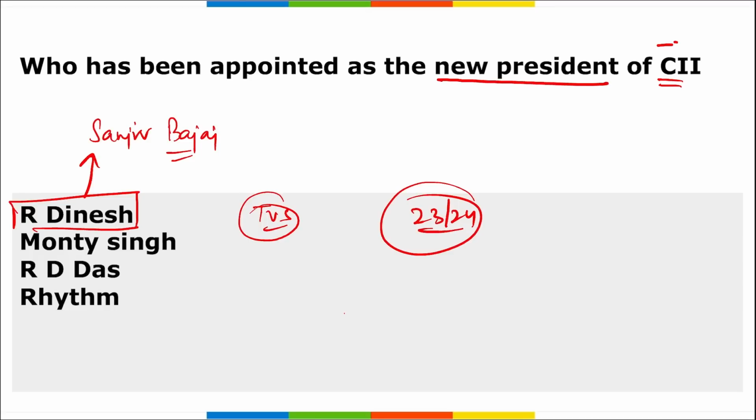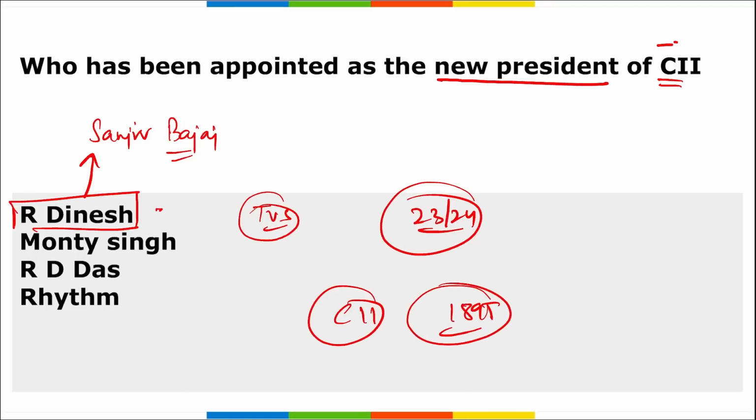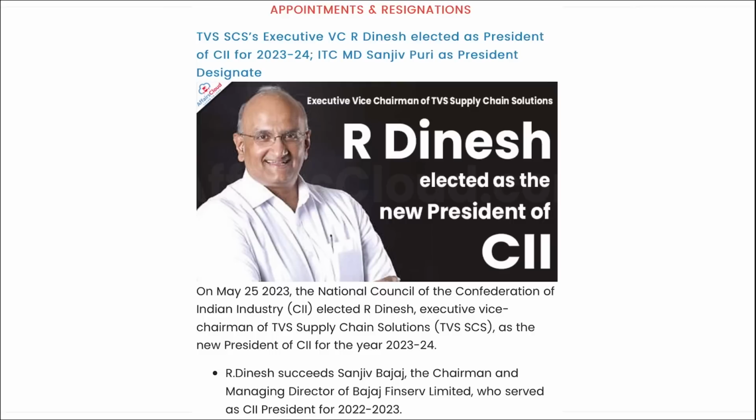Moving on. If we talk about CII, it is a non-profit, industry-led and industry-managed organization. This works to create and sustain an environment conducive to the development of India. This was founded in 1895. Who is the president? R. Dinesh. And who is the director general? Chandrajit Banerjee. And where is the headquarters? It is in New Delhi. Here you can see TVS Supply Chain Solutions Vice Chairman R. Dinesh, who has been appointed as the president of CII.